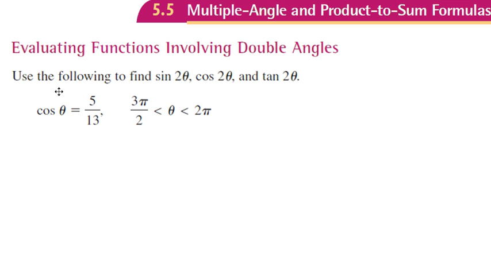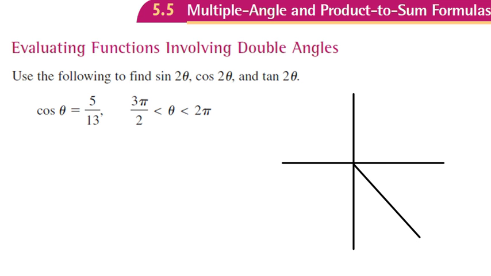So we're given that the cosine is 5/13, and that theta particularly is in the fourth quadrant. This is in between 3π/2 and 2π. So what we need to do here is create a right triangle. I'm just going to do that over here. It's going to be somewhere over here. They don't say specifically, but it's going to be in this quadrant. So just like that there.